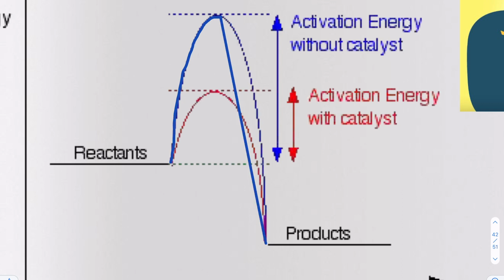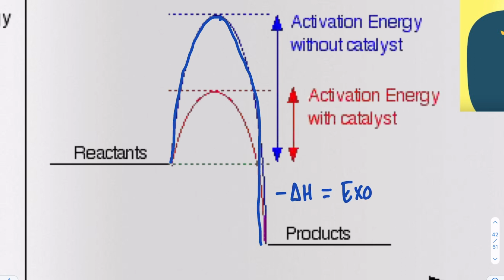As you can see in this case, the products have less energy than the reactants. So we would have a negative delta H, and this would be an exothermic reaction because that extra energy from there to there would be given out as just this bit here. This is what will be given out to the surroundings.